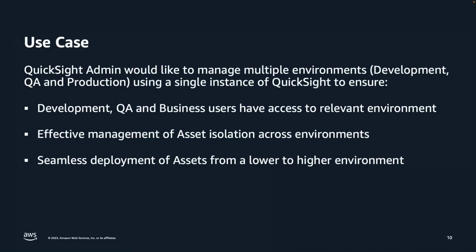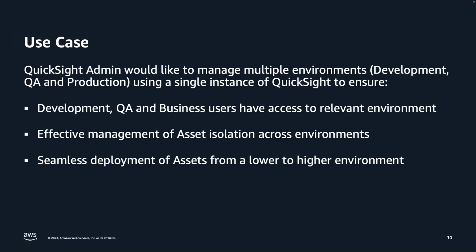So for today, what we'll try to cover is, from a QuickSight administrator perspective, if you'd like to manage multiple environments, that is your development, your QA and production, from a single instance of QuickSight, how would you go about doing it? And also you'd like to ensure the different environments like development, QA and business or production environments are provisioned to appropriate users, meaning as a developer, I should have access only to the development environment, and as a production user only to production, so on and so forth.